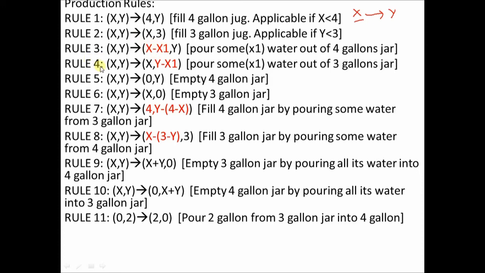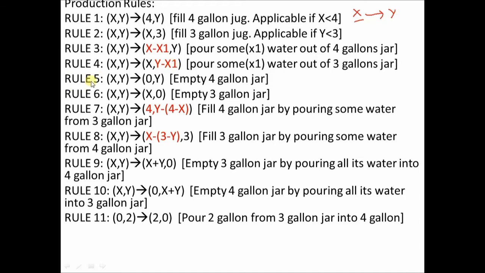So what remains here will be 3 minus 1, that is 2 gallons of water. Rule 4 is applicable when you want to pour some water, say x1 amount, out of the 3-gallon jar. The same thing applies here. Originally the 3-gallon jar will have y amount of water, and after x1 amount is removed, the amount of water will be reduced to y minus x1.